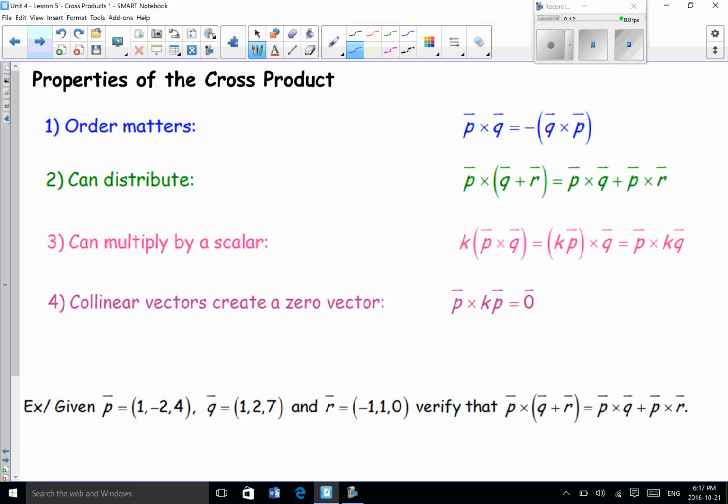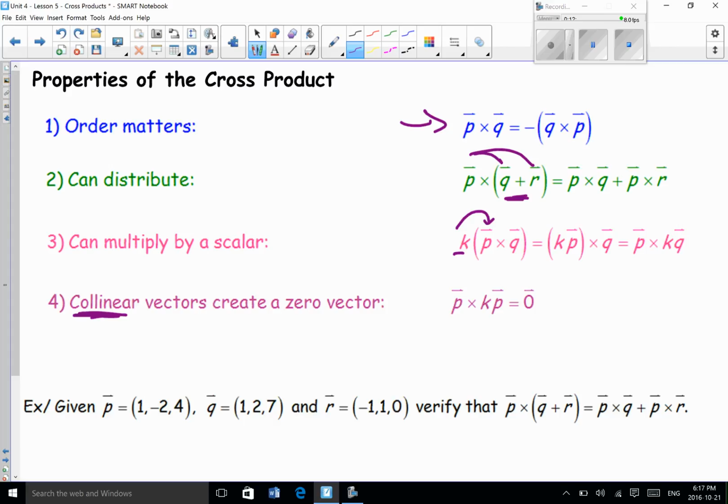Now there are some properties of the cross product that help us do some things that we can use later on. We've already proven that order matters, we just did that. We can also prove that you can distribute things. You can add vectors together first and then do the cross product, or you can do the cross product first and then add them together. You can multiply by a scalar, or you can multiply by a scalar and then do a cross product. And one that's kind of obvious but hard to prove is that collinear vectors create a zero vector.